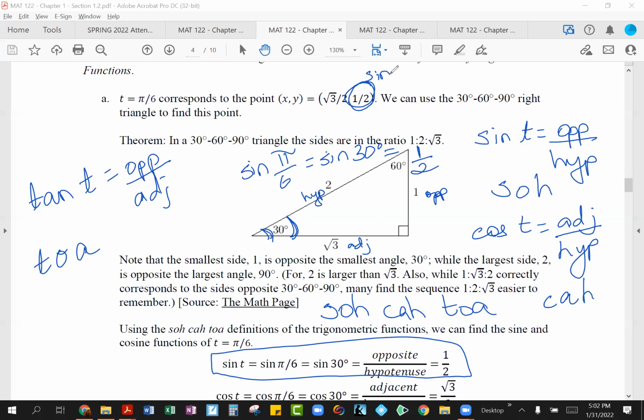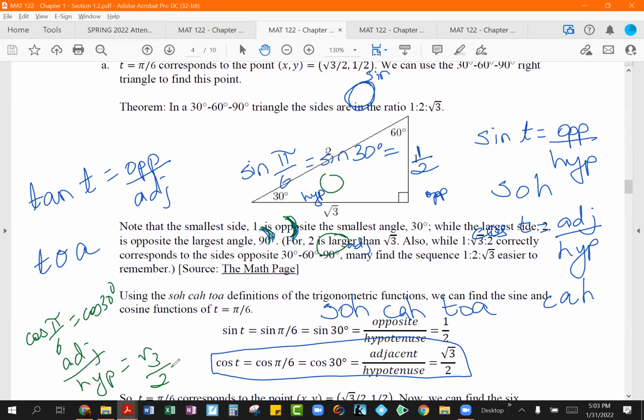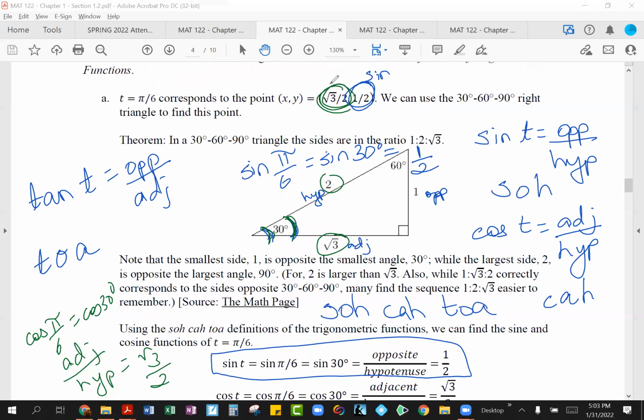Now for the cosine, and I'm going to change my color here. For the cosine of pi over 6 or cosine of 30 degrees, I'm still using the same angle, but from this angle my adjacent side is square root of 3, and my hypotenuse is still 2. So that's going to give us the square root of 3 over 2. And you will see that's what we have here for the cosine function. And that's the same thing you had in your ordered pair over here, square root of 3 over 2 for the cosine function.